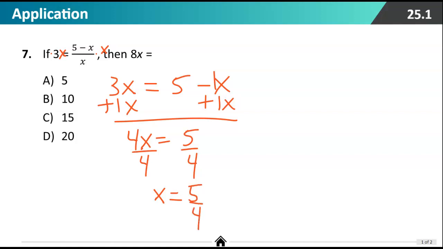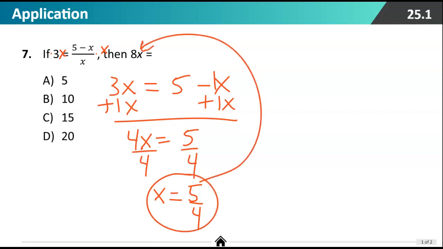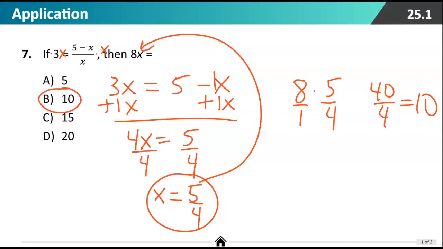Now, once again, we don't see the answer choice because we have to substitute this value in for x. So we're going to multiply 8 times 5 divided by 4. When we multiply fractions, we multiply straight across. So 8 is the same as 8 over 1, and this is 40 over 4, which is equal to 10. And so our answer should be 10.